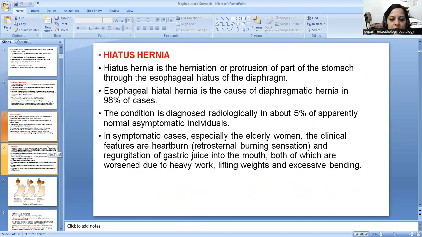Hiatus hernia is a herniation or protrusion of part of the stomach through the esophageal hiatus of the diaphragm. Esophageal hiatal hernia is the cause of diaphragmatic hernia in 98% of cases. The condition is diagnosed radiologically in about 5% of apparently normal asymptomatic individuals. In symptomatic cases, especially in elderly men, the clinical features are heartburn and regurgitation of gastric juice into the mouth, both of which are worsened by heavy work, lifting weights, and excessive bending.